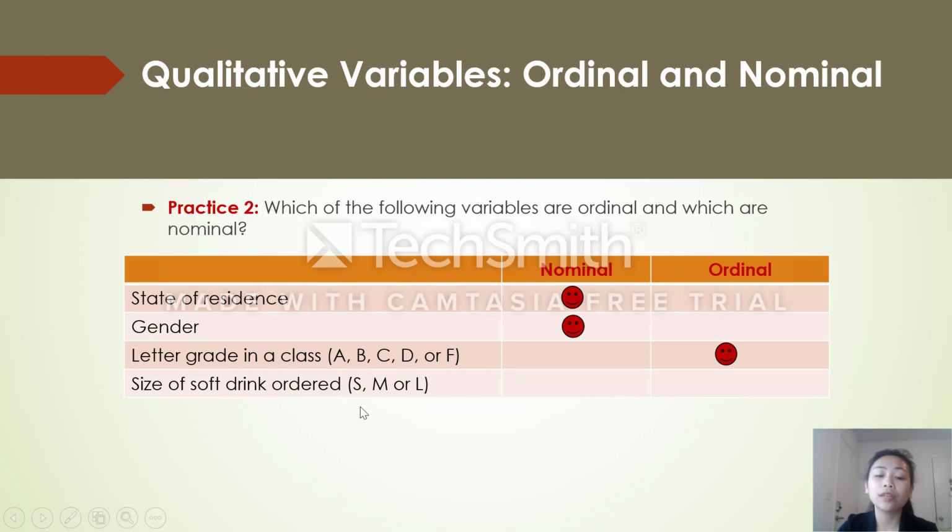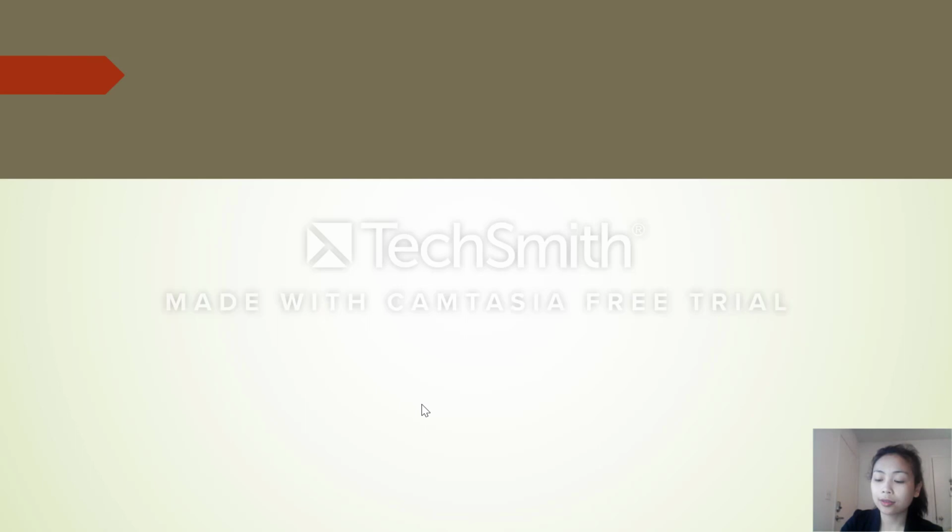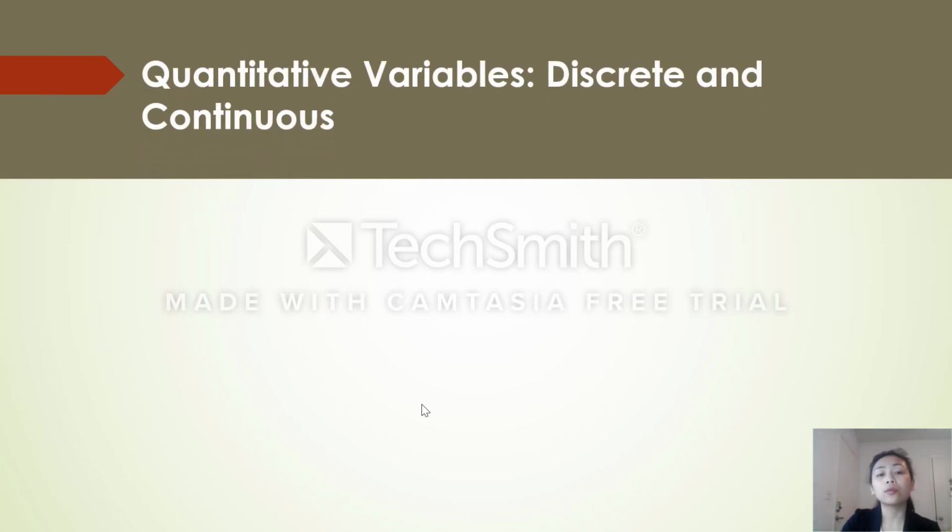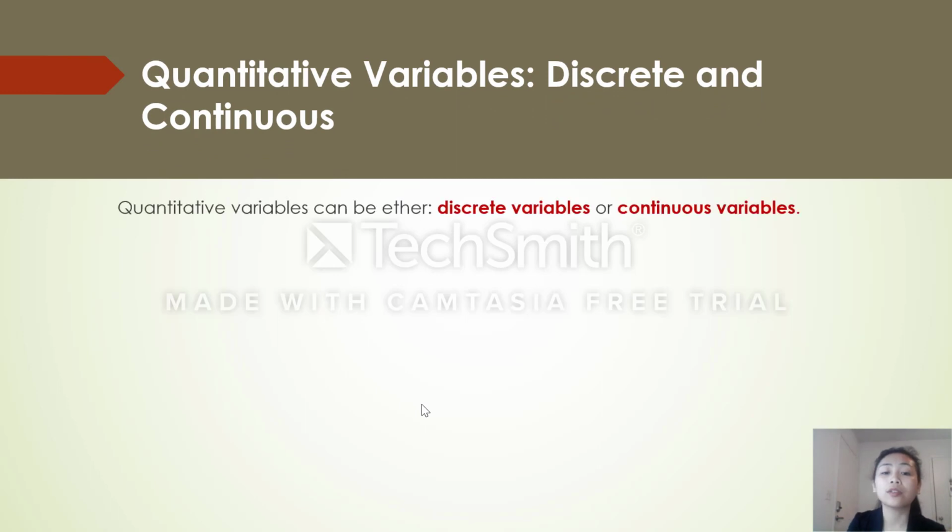Next, soft drink order: small, medium, or large. If you go to a restaurant and look at the menu, you'll see the menu lists the size of soft drink as small, then medium and large. They never mess up the order. So this is an example of ordinal. So that's about qualitative variables, ordinal and nominal variables. Now we look at the second type of variables, quantitative variables.